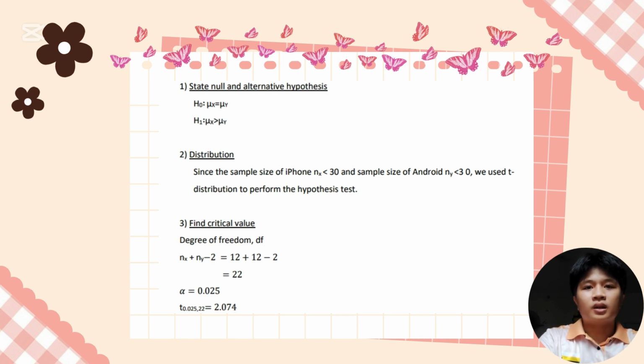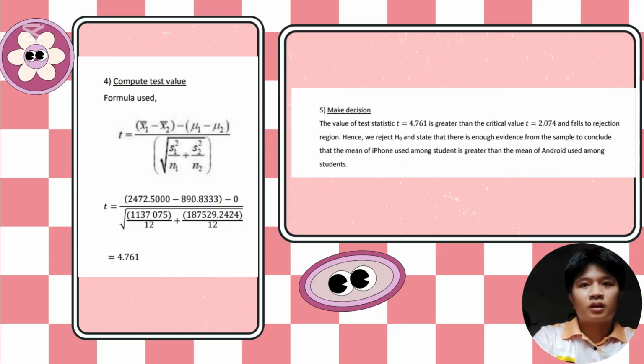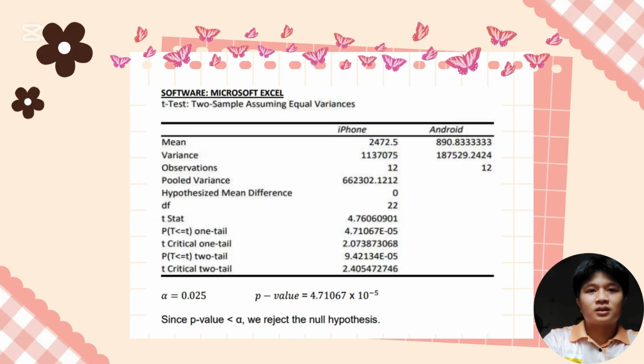After that, we find the critical value with alpha 0.025 and degree of freedom 22. This is the graph to show the critical value of t alpha 0.025 with degree of freedom 22. Step 4, we calculate the test value, use this formula, and we got 4.761. And the last step is we make a decision and reject H null and state that there is enough evidence from the sample to conclude that the mean of iPhone is greater than the mean of Android. This table shows the software of Microsoft Excel of our analysis test.